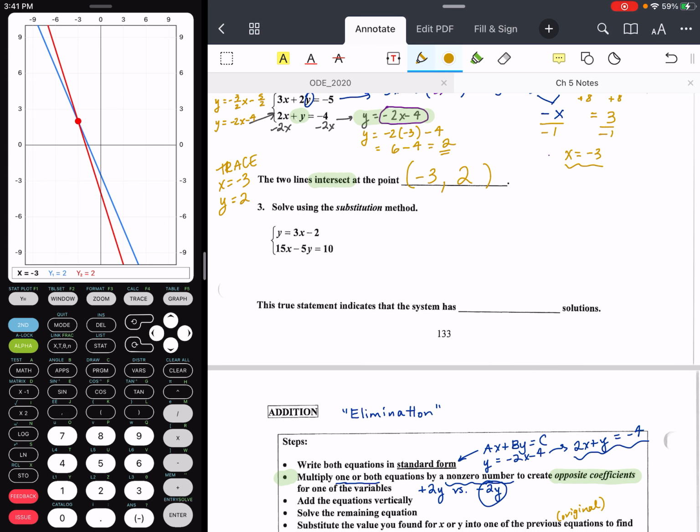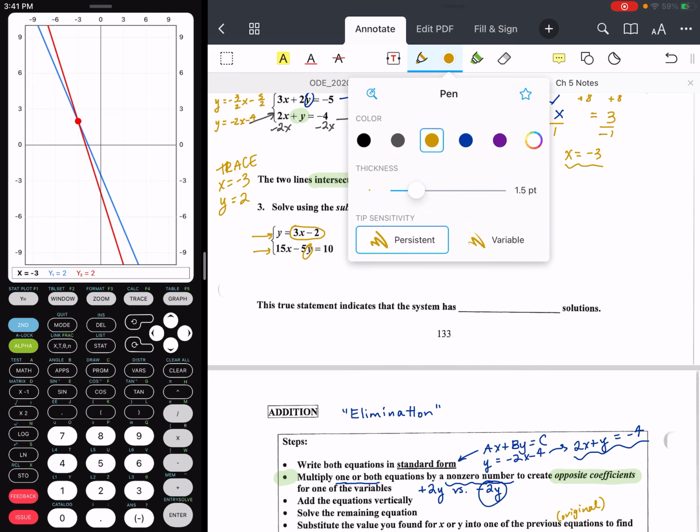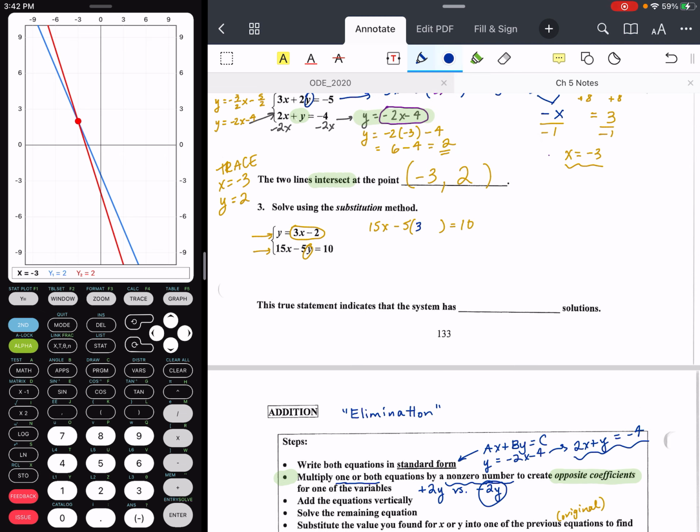Okay, so for number 3, again, we want to use this substitution method. And the nice thing about number 3 is we've already got an equation solved for y: y equals 3x minus 2. So now I'm just going to take my second equation, 15x minus 5y equals 10, and I'm going to replace y with its equivalent, 3x minus 2. So 15x minus 5, and then I'll substitute that in for y, equals 10. So I'm going to substitute in 3x minus 2.